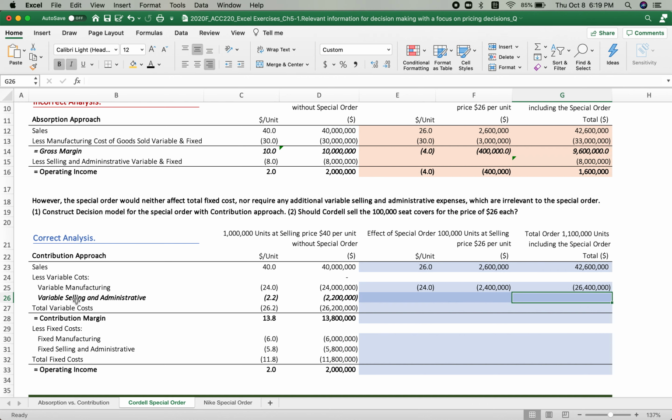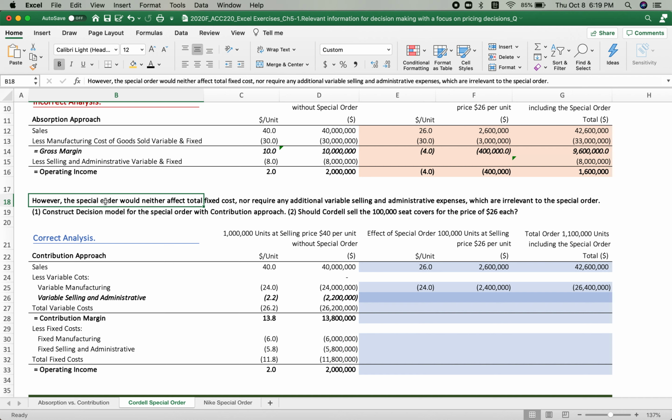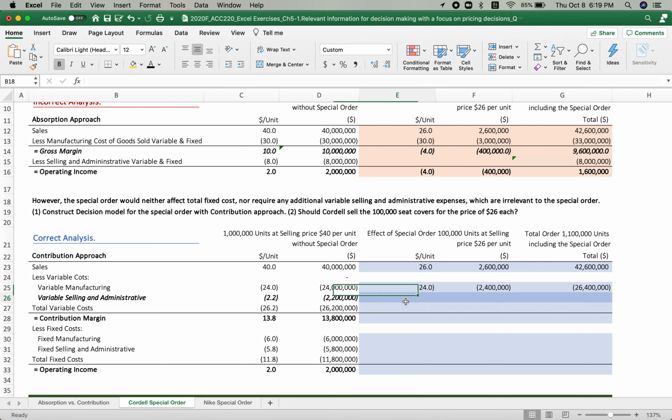And then the variable selling and administrative when we produce the special order is not relevant. It's irrelevant information. Also, as indicated in the question, the special order neither affects the total fixed cost nor requires any additional variable selling and administrative expense. So we do not increase any variable selling and administrative expense, and it is irrelevant for this special order. So we just take the variable selling and administrative from the existing.